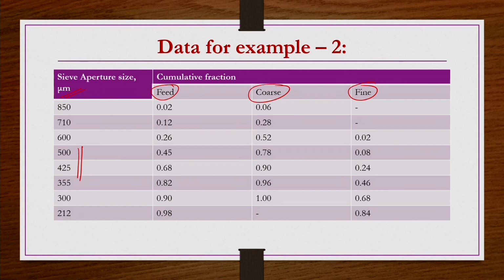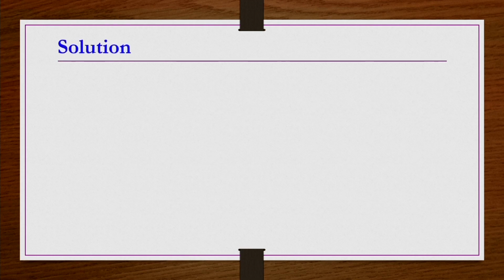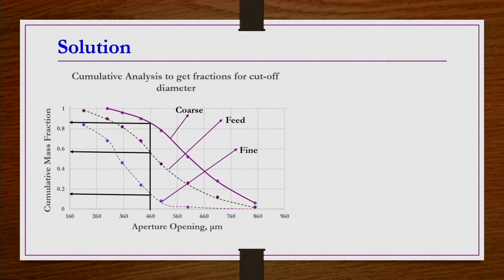So, what you do is plot the cumulative fraction of feed, coarse and fine with respect to the sieve aperture opening or particle diameter, then corresponding to 460 microns from the graph you can take the XF, XP, XR. First we do the cumulative analysis, cumulative mass fraction versus aperture opening in microns, which we have plotted. The middle one is the feed, the upper one is the coarse material, and the bottom one is the fine material.